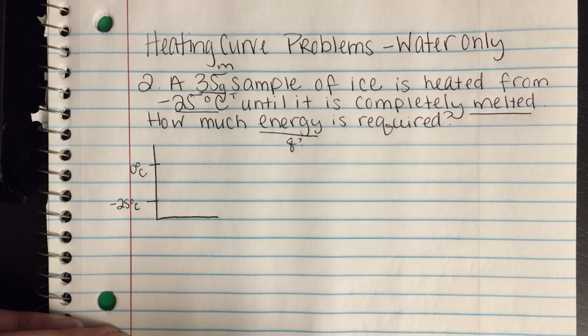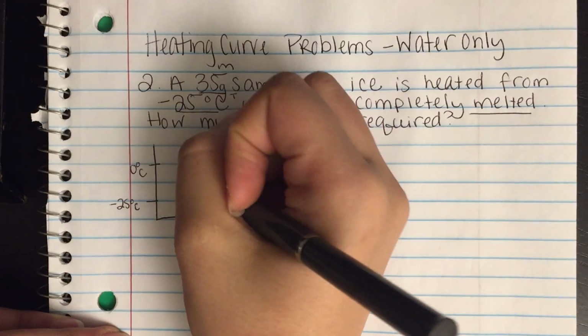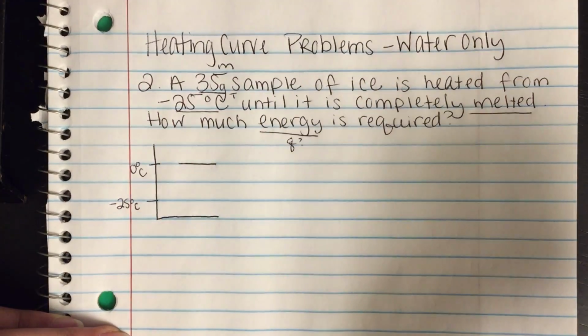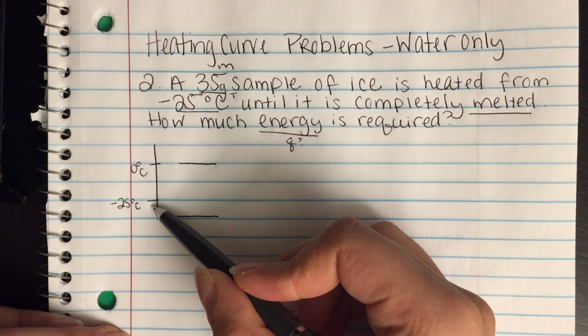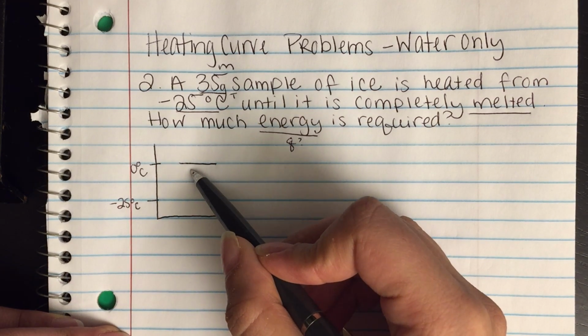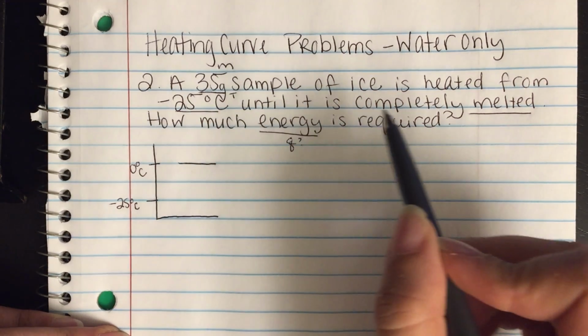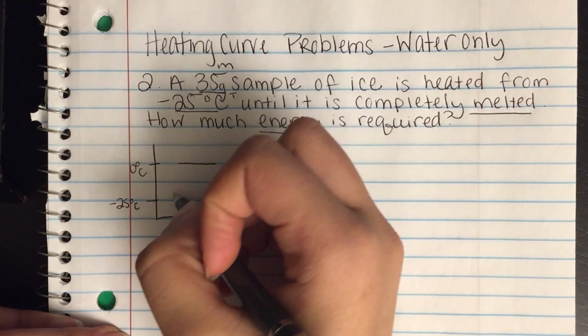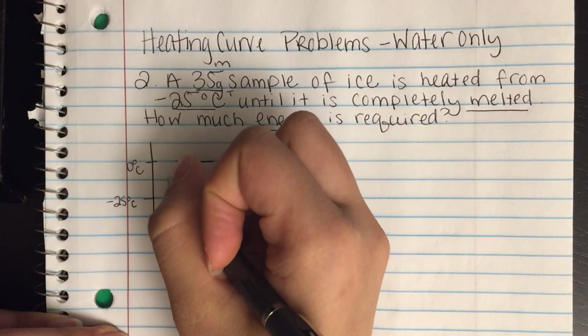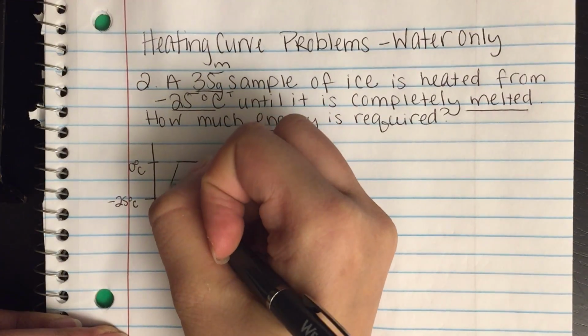Now I need to actually make my graph. So I told you that if you have the melting point or the boiling point in the problem, you're going to draw a line. Now to connect this temperature to this line, we have to see if this is a heating or cooling curve. So it says it's being heated, so that means my graph is going to go upward. So I'm going to connect this line going up.